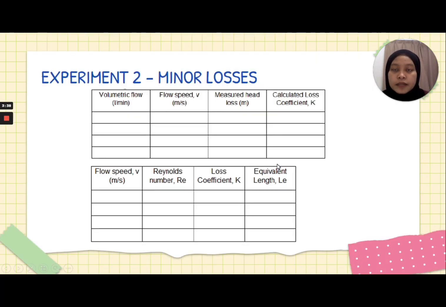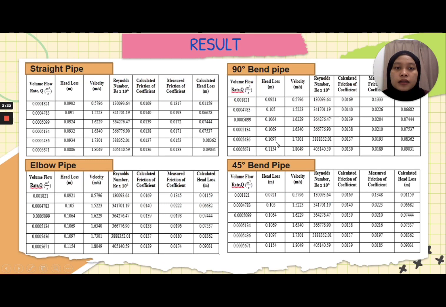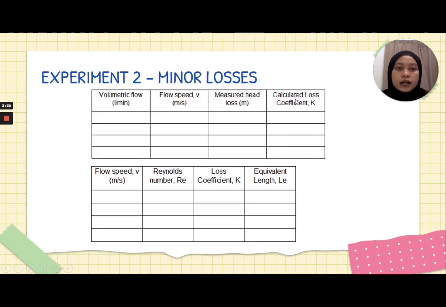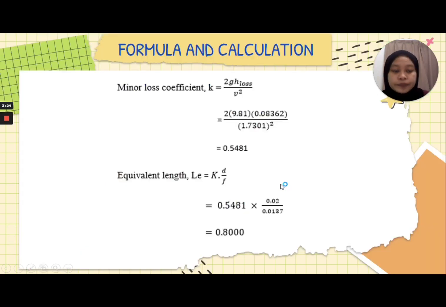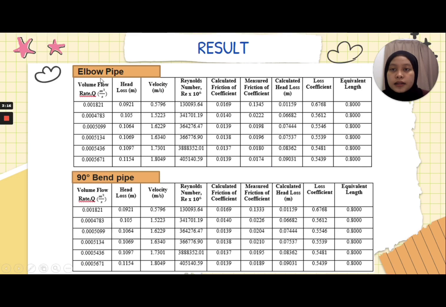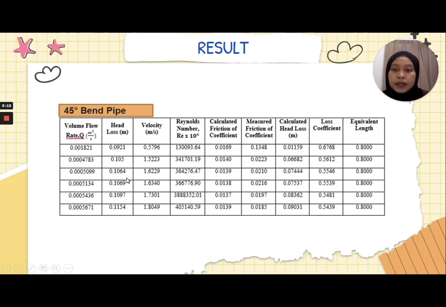So for experiment 2, which is minor losses, we should calculate the loss coefficient, which is K, and the equivalent length, LE. And we use this formula and this formula to complete the table. This is the table for the elbow pipe, 90 degree bend pipe, and 45 degree bend pipe.